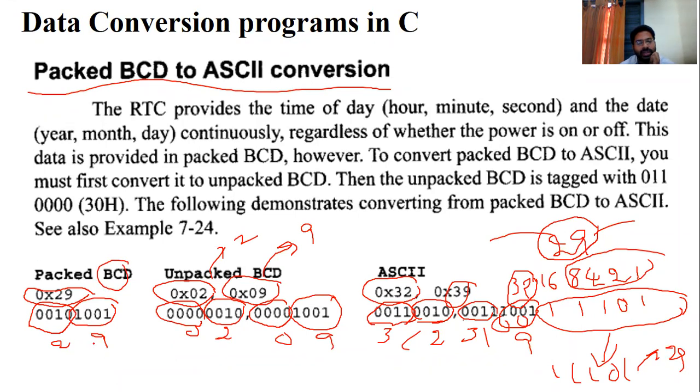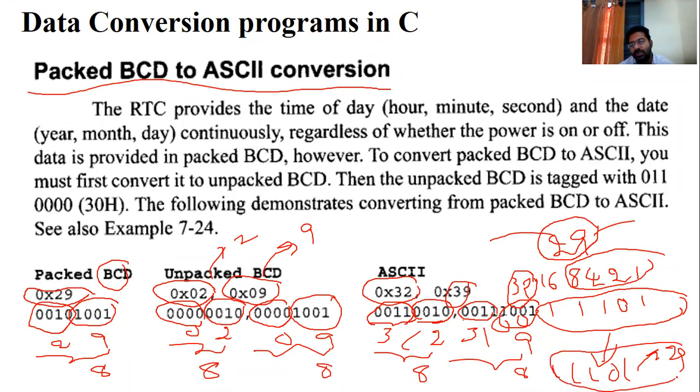See this, 2 9. What does unpacked mean here? So this is 8 bits, this is also 8 bits. In packed BCD, we represent this in a total of 8 bits. See this, in ASCII also, these are 8 bits, these are 8 bits. Remember, this is the difference. So this way also you can represent this. This is also the total value, 29.